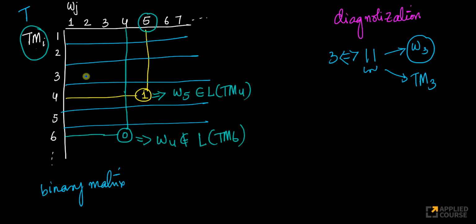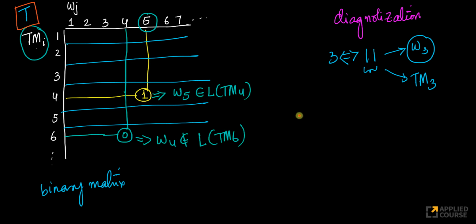Now comes the interesting part. This is how we constructed this table. Again, there are multiple steps here. We have to go one by one very smoothly. So I hope you have understood how to construct this table T, or the diagonalization table, which is a binary matrix or a binary table.